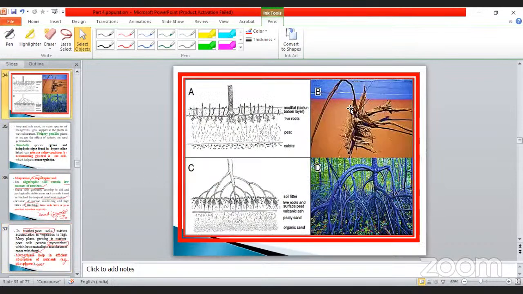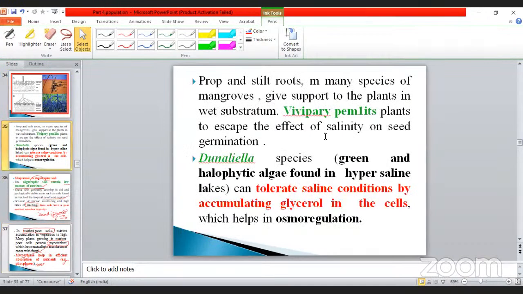And the next one is called this structure. These types of plants also have respiratory roots. These are the respiratory roots. And specialized stilt roots are also present in them. These are all called stilt roots. Okay, my dear. And then vivipary, already on our board.